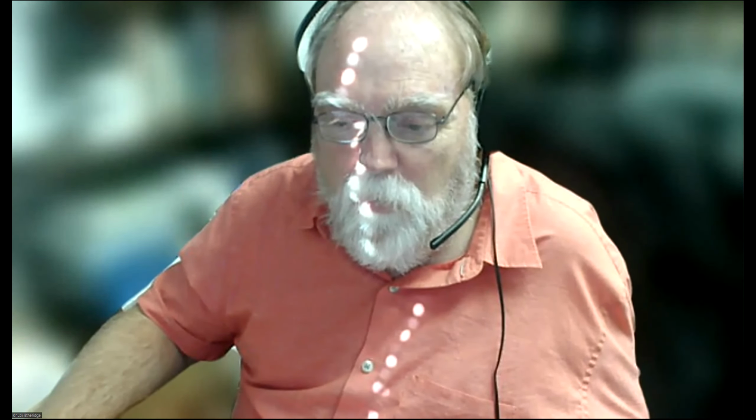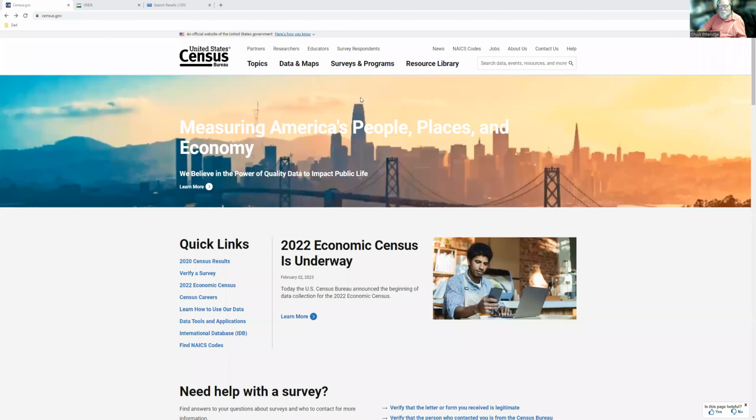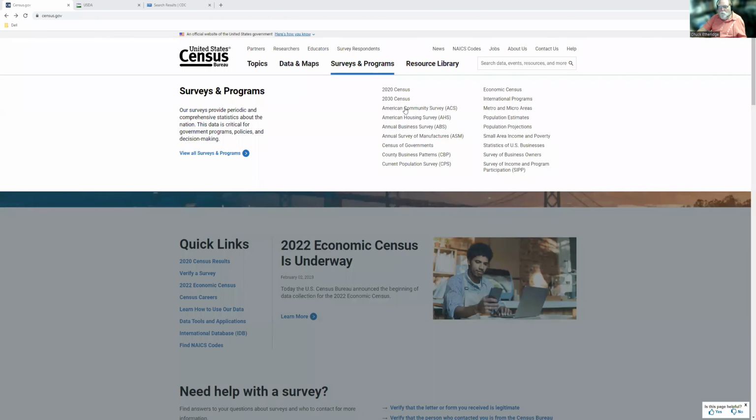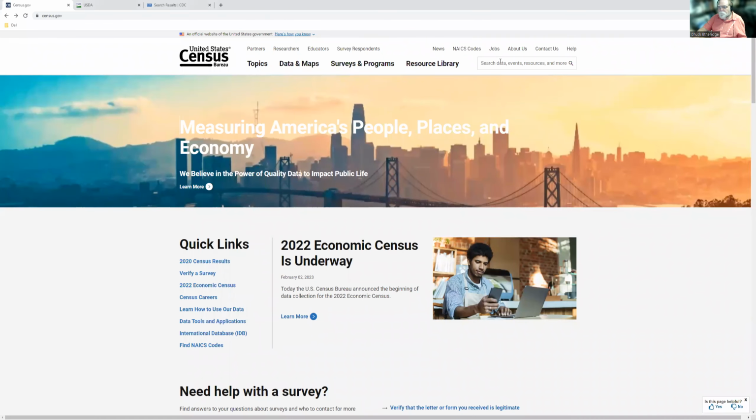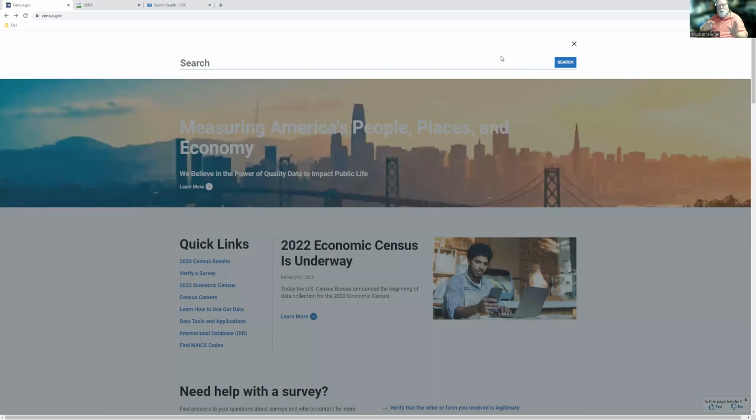Now, I'm going to share my screen. We're going to get on the census. This is easy to get to. It's www.census.gov. That's our website as well. A little bit about it.